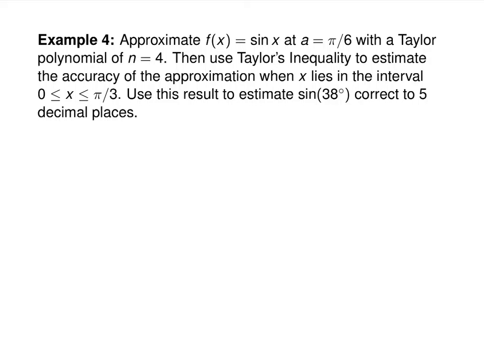Sorry. All right, so how about sine of x at pi/6 with a polynomial of degree 4? Use Taylor's inequality to estimate the accuracy of the approximation when x is between 0 and pi/3, and then use it to estimate sine of 38 degrees. Degrees this time, so we're going to convert those degrees into radians. First, let's find the approximation. We call this part A. If we're using n equals 4, we need to find the fourth derivative, right?